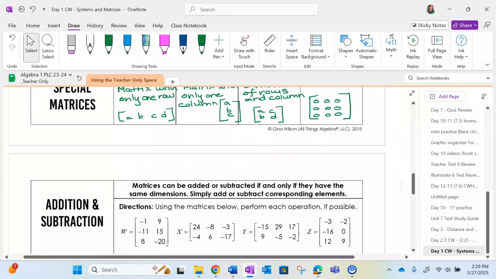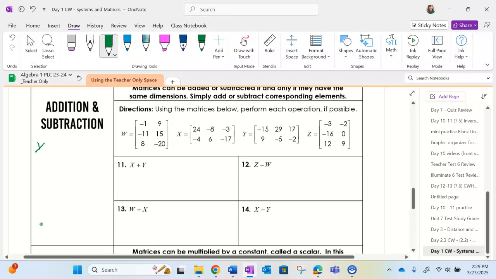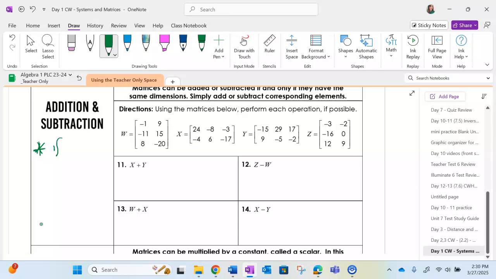All right, now the fun part, adding and subtracting. I need you to know, very important, you can only add and subtract if the dimensions are the same. If the dimensions are the same. So you need to start writing dimensions down. So look at W. It is a 3 by 2. X is a 2 by 3. So you could never add W and X because they do not have the same dimensions.